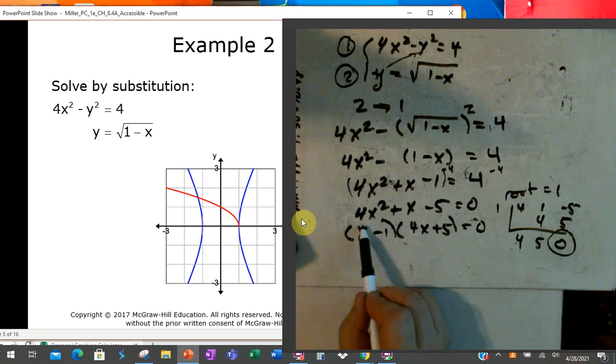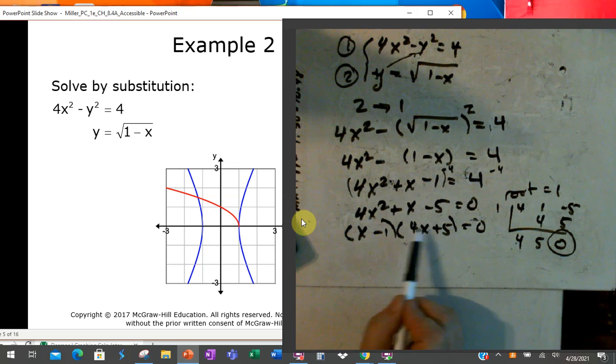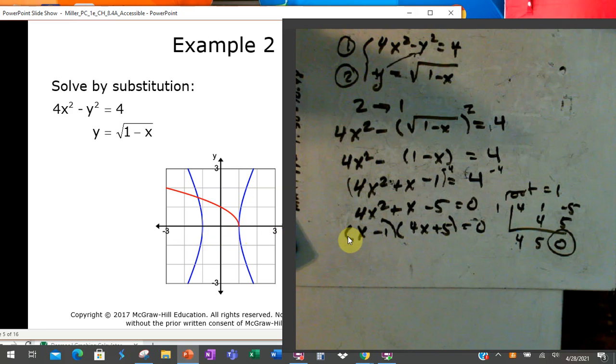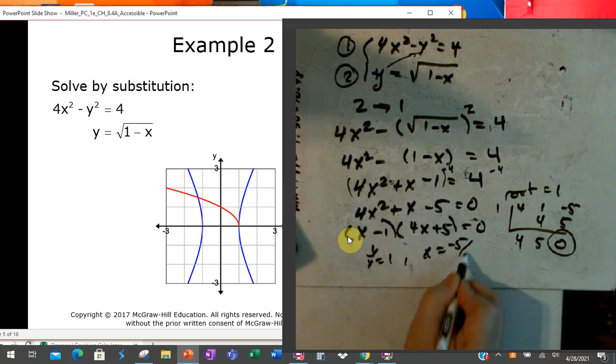4x squared plus 5x minus 4x, that gives me the plus x, and then the negative 5. Okay, so I just used whatever information. Instead of doing this trial and error, I thought we could use the information here, and then use our review of synthetic division. So here x is equal to 1, and then x is equal to minus 5/4. Minus 5, and then divide by my 4.